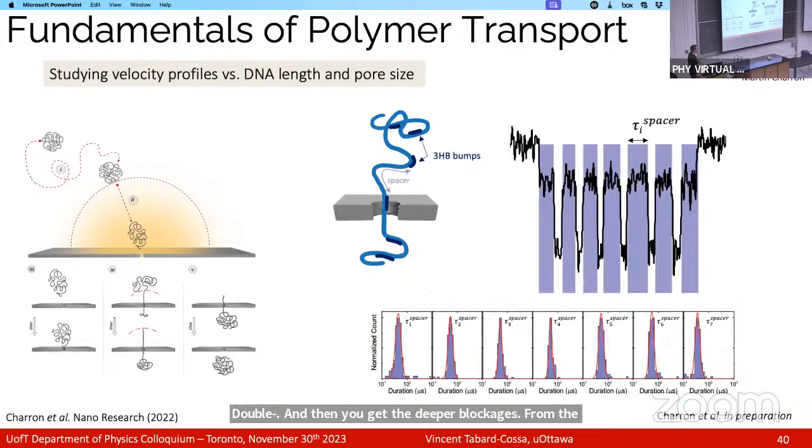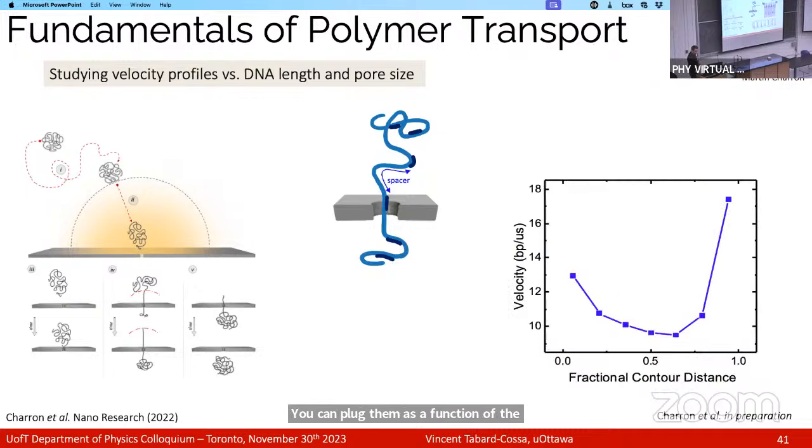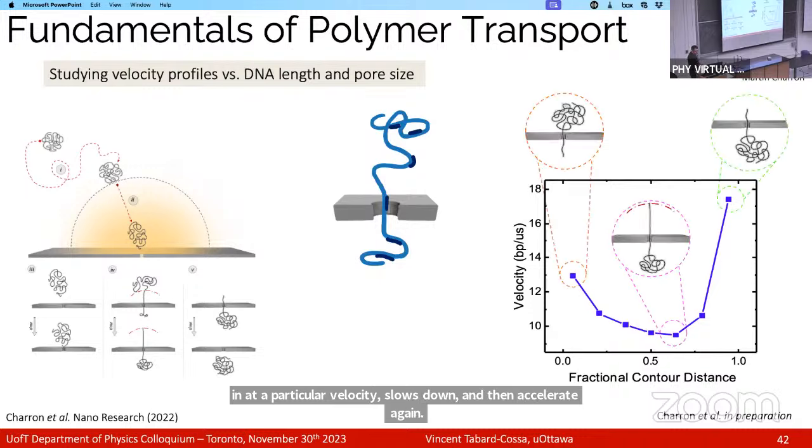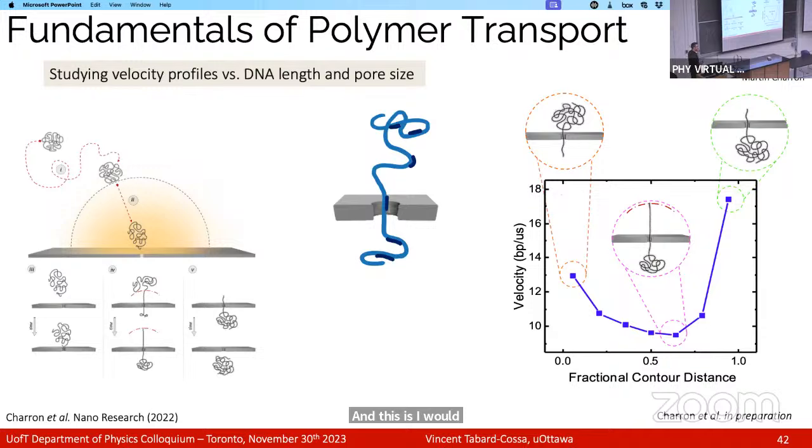And if you now collect hundreds of single molecule events and look at the single file translocations, and then you average out and measure the mean passage time for all of these sub segments, you can plot them as a function of the contour length of your polymer, and you can get this kind of velocity profile essentially. And what you see is this: the polymer goes in at a particular velocity, slows down, and then accelerates again. And this is, I would say, well known from tension propagation theory.